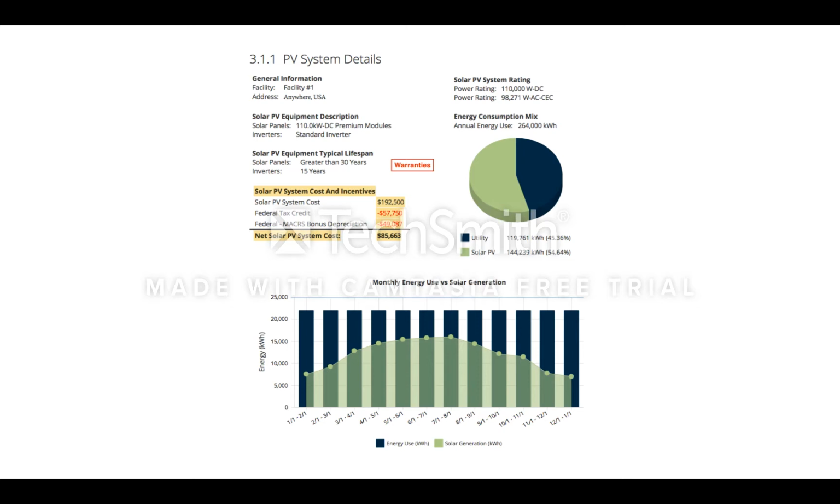We discussed the $192,500 cost on the prior slide. This is where we now get to break down and back out the tax credits and the bonus depreciations to get a net cost of $85,000 for this particular system. The $1.75 a watt, that's the gross number Eric mentioned earlier on the 110 kilowatt system. When you figure then the net cost, $85,000 on the 110 kilowatt system, you're now down to well below $1 a watt on an installed basis, which is just simply incredible.